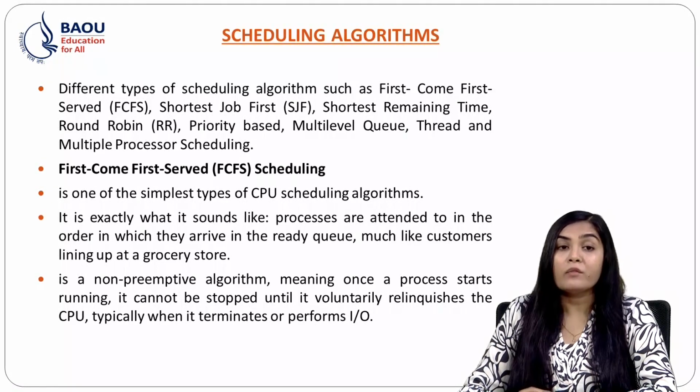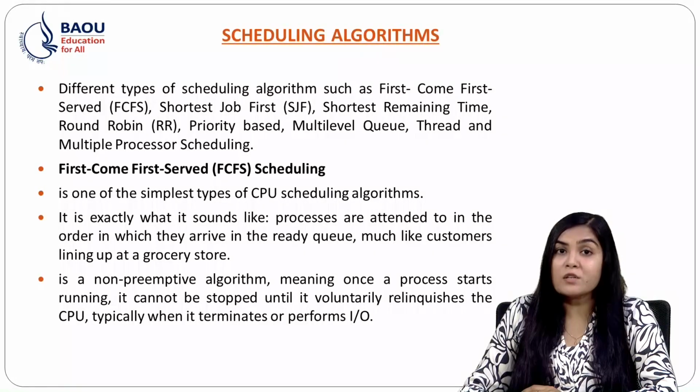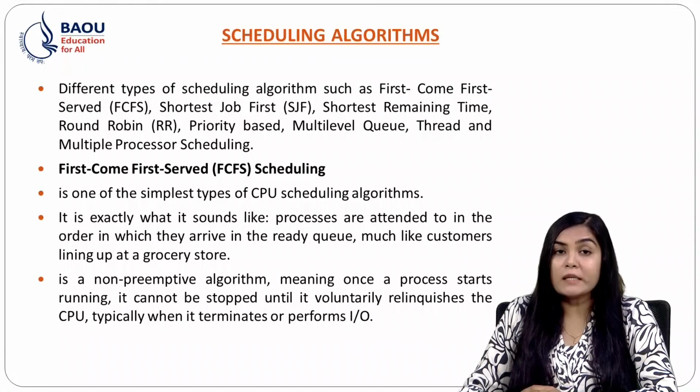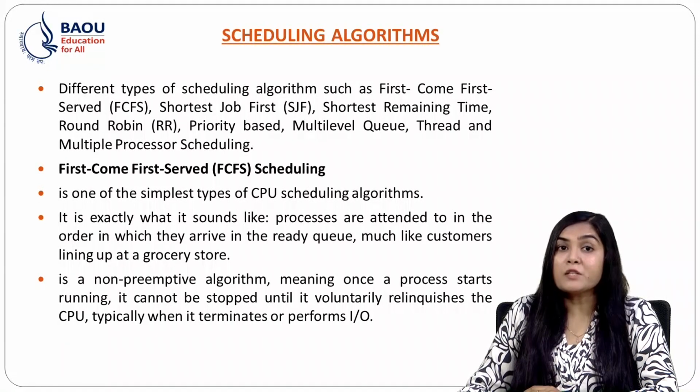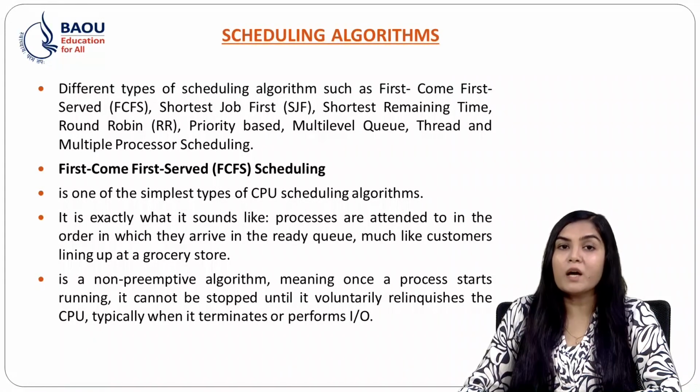Next we will understand scheduling algorithms. In this section, we will discuss different types of scheduling algorithms such as first come first served, known as the FCFS algorithm. Next is shortest job first, short form SJF. Next is shortest remaining time, and next is round robin, short form RR. Next is the priority based algorithm.